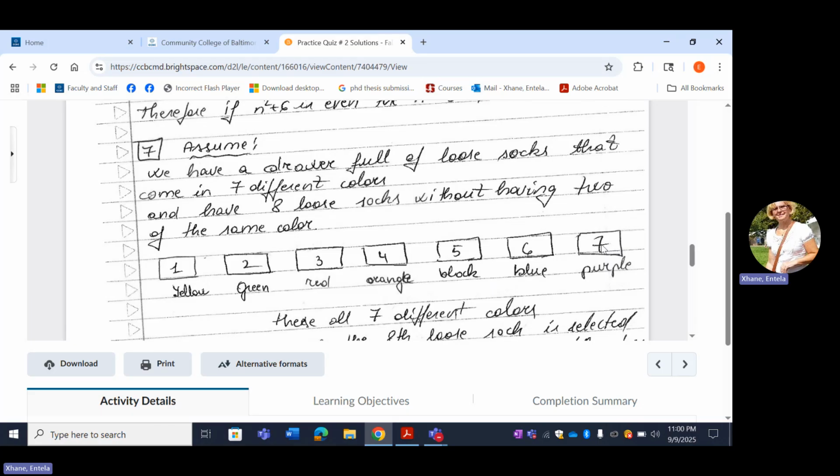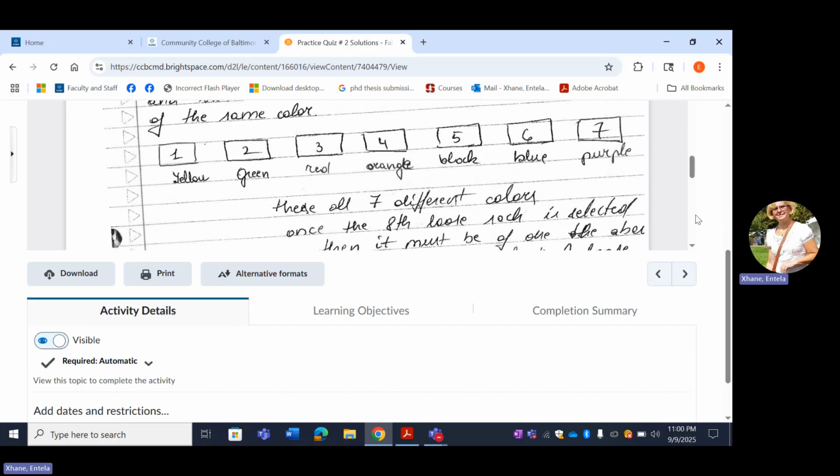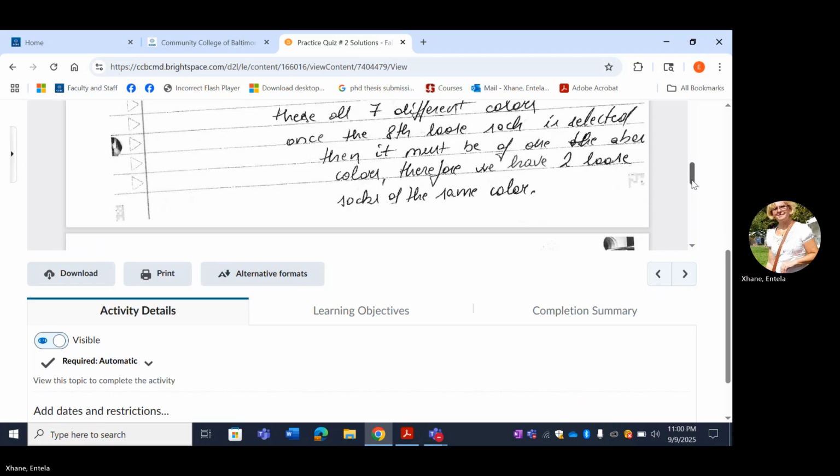So therefore, we are clearly showing the contradiction. At least one pair with the same color is going to be in the same drawer. Very similar to the one I did in class today with the months that individuals were born in. So we have 2 loose socks of the same color in the same drawer.